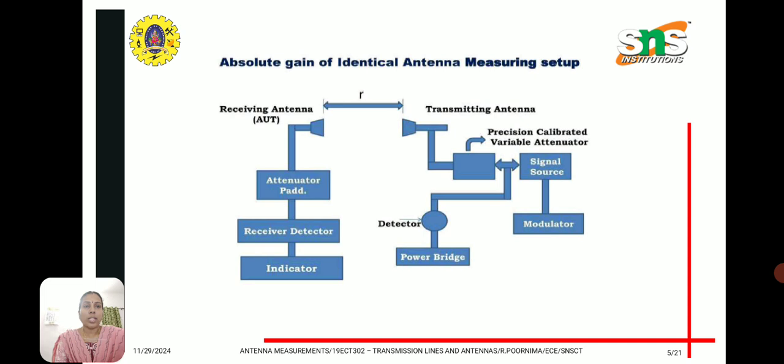Here is the absolute gain measuring setup for identical antennas, where the receiving antenna is connected to an attenuator, receiver detector and indicator, and the transmitting antenna is connected to the signal source and modulator, and through a power bridge and detector. So this is the absolute gain method used for measuring the antenna gain.